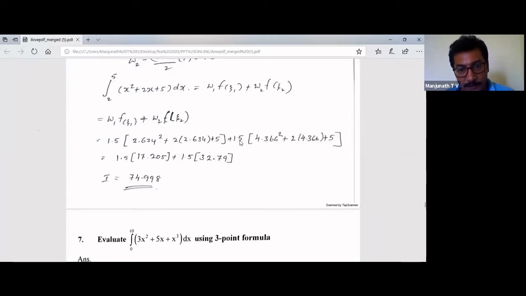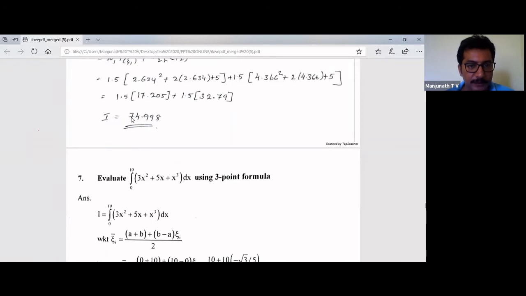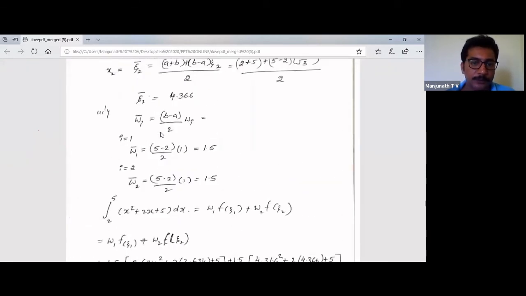Similarly, w2 is 1.5, and the zeta 2 value we have got is 4.366, so in place of x square it becomes zeta 2 square, that is 4.366 square, plus 2 into zeta 2, that is 2 into 4.366, plus 5. As you simplify, you are going to get I equal to 74.998. This is how we are going to use it if the integral is varying from a to b.